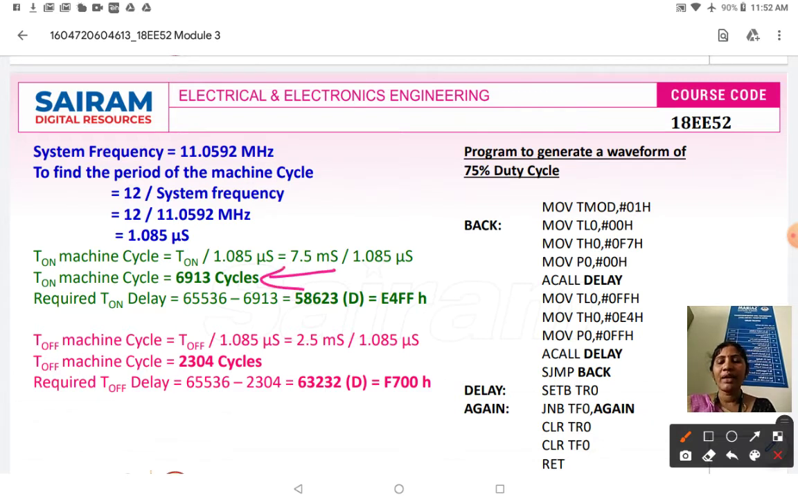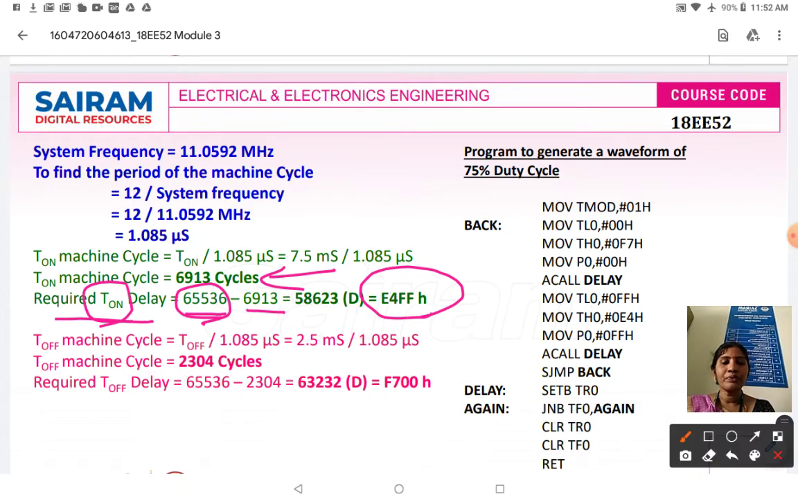Okay. And next, the required T on delay is equal to 65,536 because it is your maximum count. Among this maximum count, 6913 machine cycles are required for T on delay. So we need to subtract, and for that if you identify the hexadecimal value, we will be getting E4FF.